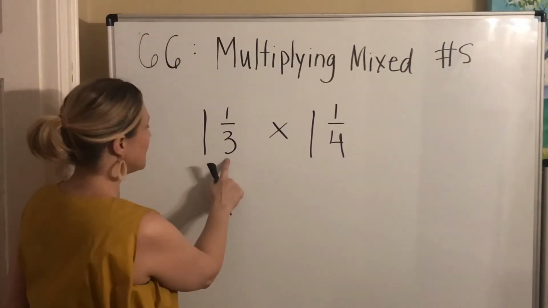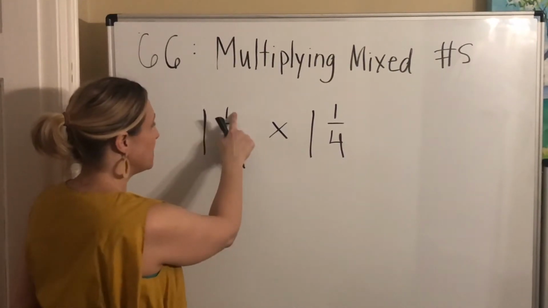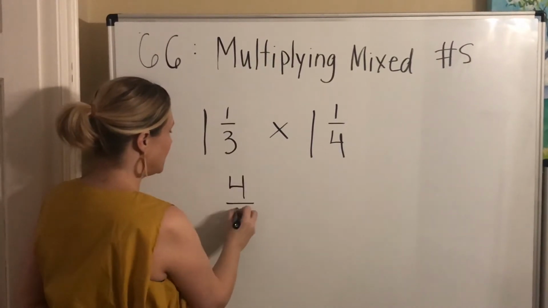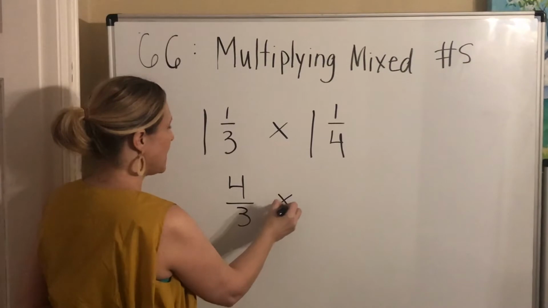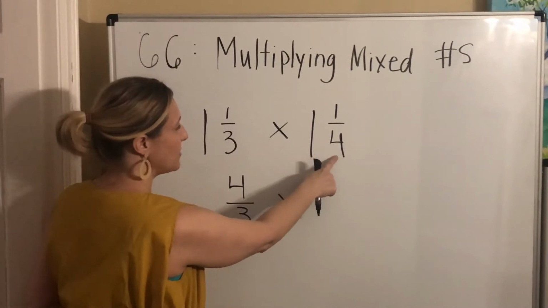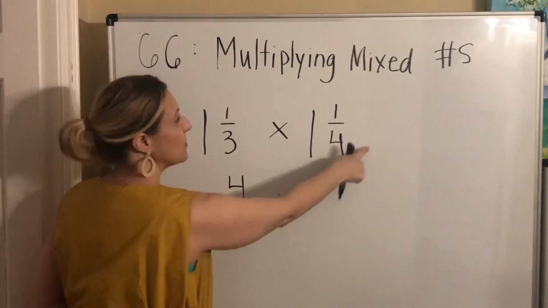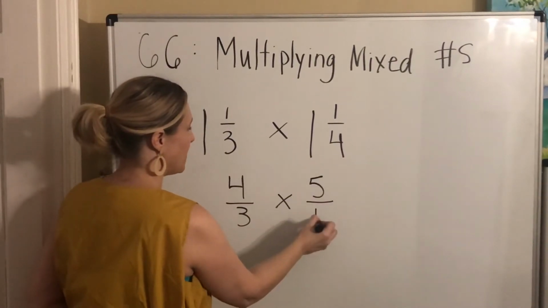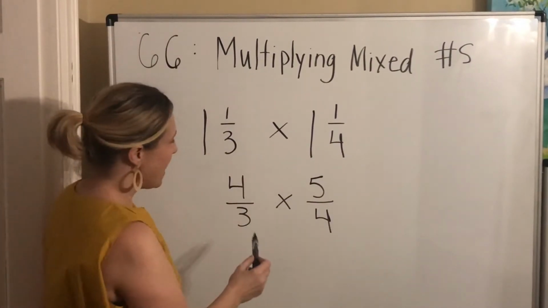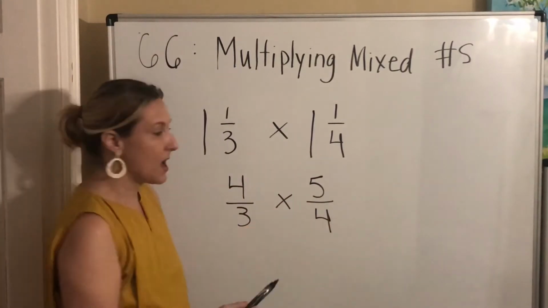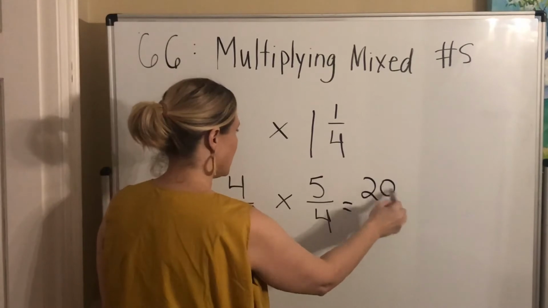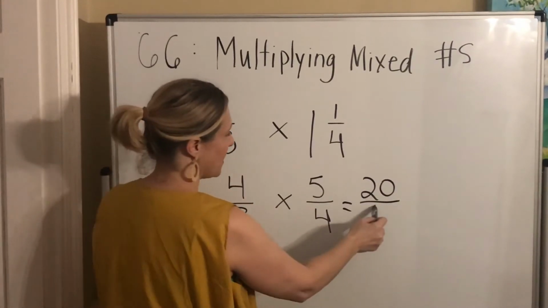So 1 times 3 is 3, plus 1 is 4, 4/3, times 1 times 4 is 4, plus 1 is 5. So this is 5/4. Okay, now we can multiply straight across. 4 times 5 is 20, and 3 times 4 is 12.